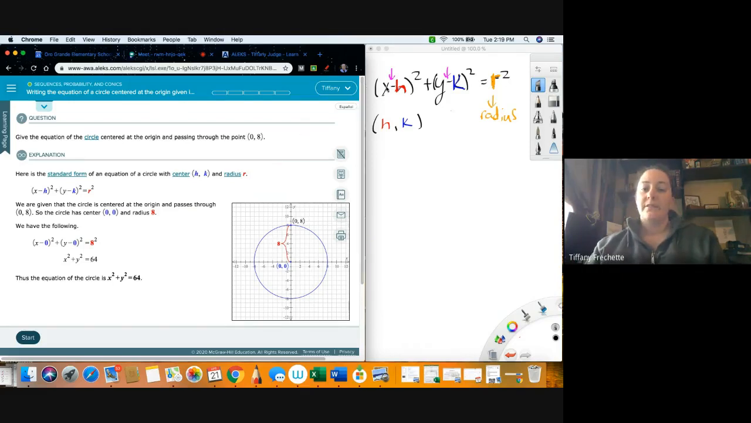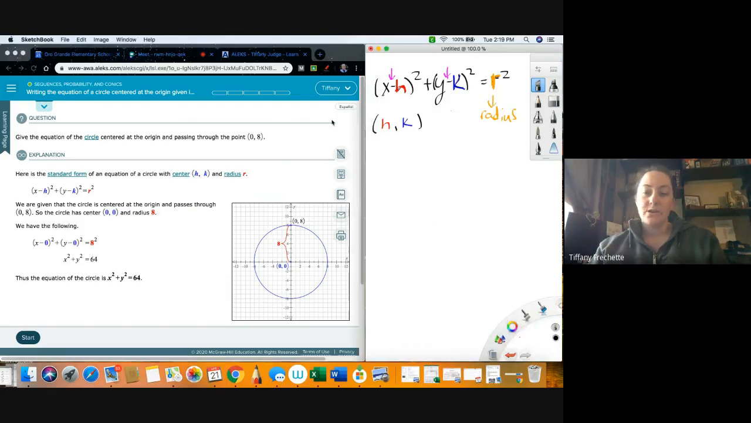So we have (x minus h) squared plus (y minus k) squared equals r squared. H is the x coordinate of the center. K is the y coordinate of the center. So in this case, if it's centered at the origin, which is (0, 0), we're going to have (x minus 0) squared plus (y minus 0) squared. Well, do I need the 0? No. So in this case, we're always going to have x squared plus y squared. It's not really going to change at all on that one.